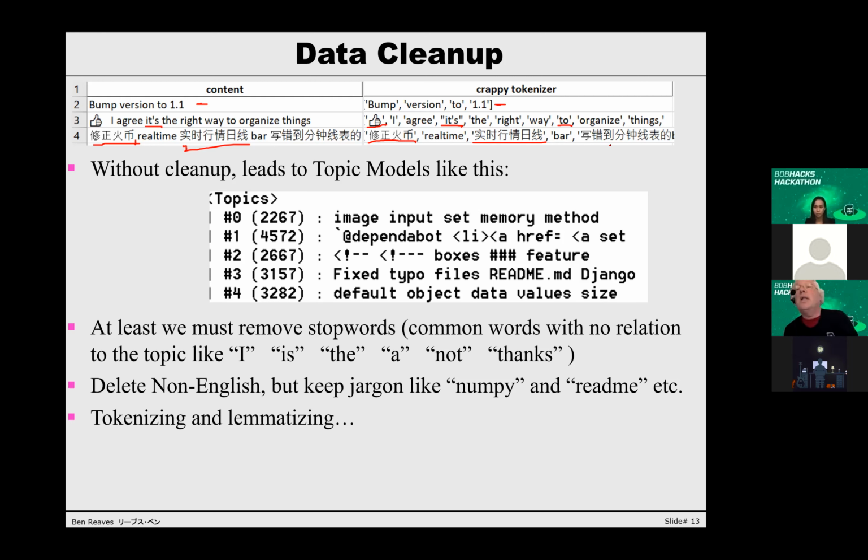I don't know Chinese well enough to read it, but I know this is an example of a word that you would want to take out because it means 1. Okay, so without cleanup, if you don't clean up the data, you're going to get a topic model that looks a little like this, and you can see, I mean, this has got some junk in it.